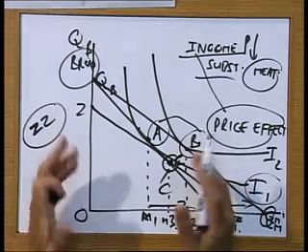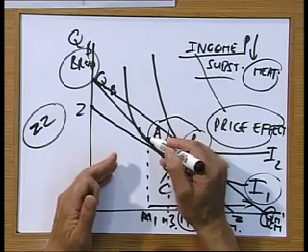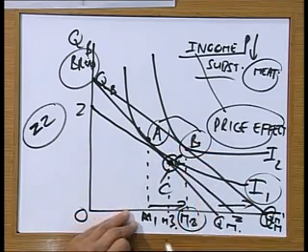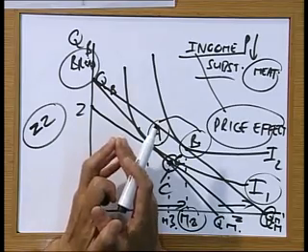So what is now the movement? There's a movement from A to C, and that movement from A to C is on the same indifference curve. Now that means that the movement from A to C cannot be because of a change in income.